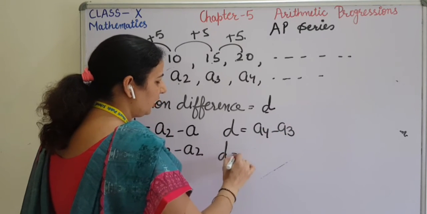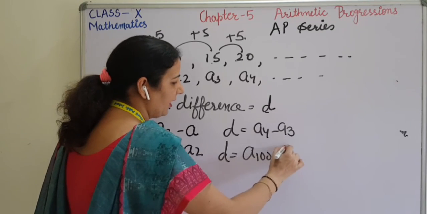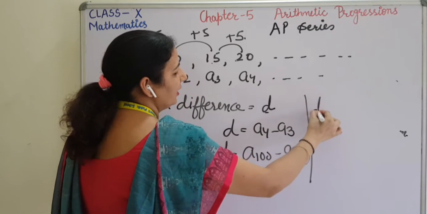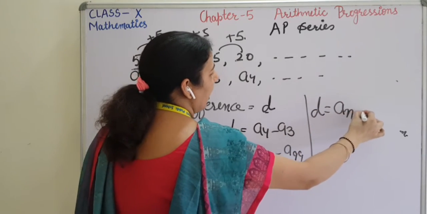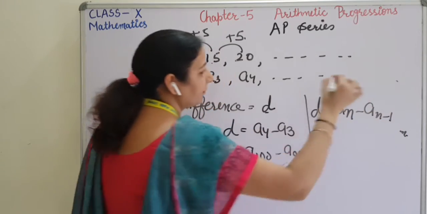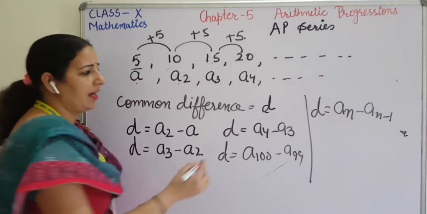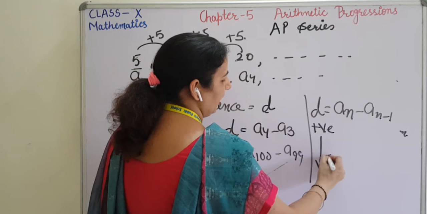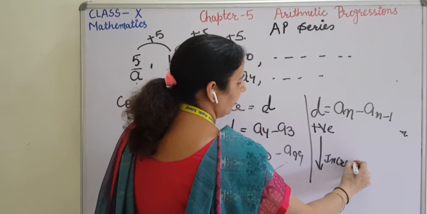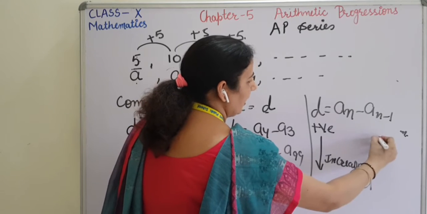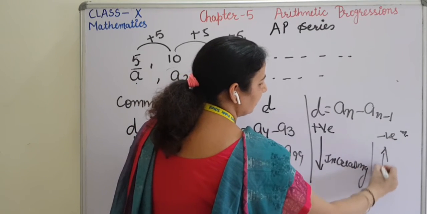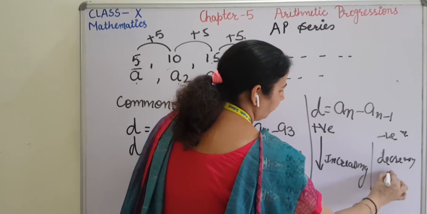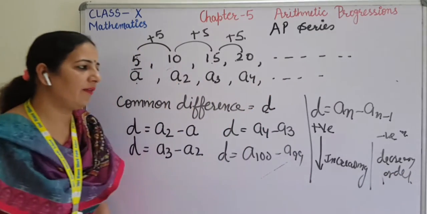So don't you think so? This D can be calculated as A100 minus A99. And for writing the formula, we can say this D means An minus An minus 1. And this D can be positive, can be negative. If the value of D is positive, then the series will be in increasing order. And if D is negative, then the series will be in decreasing order.